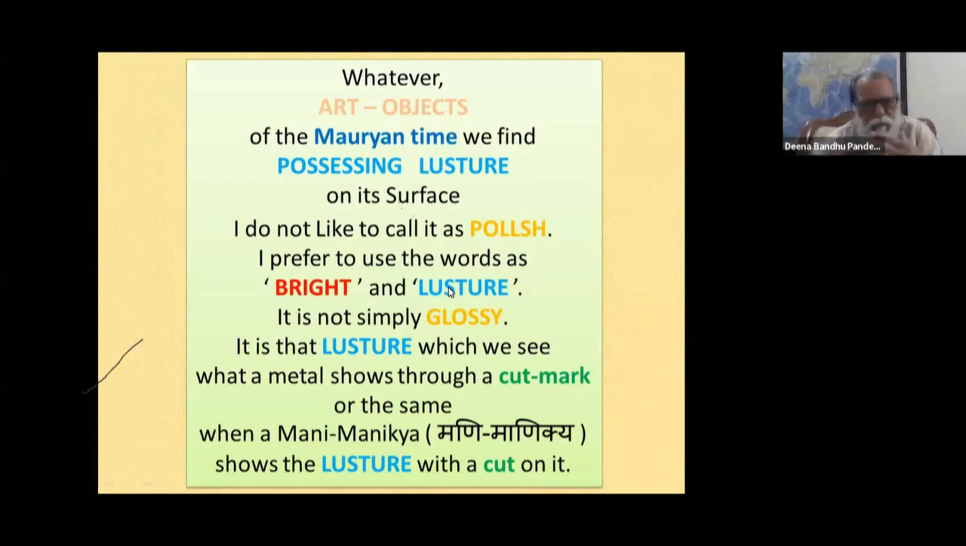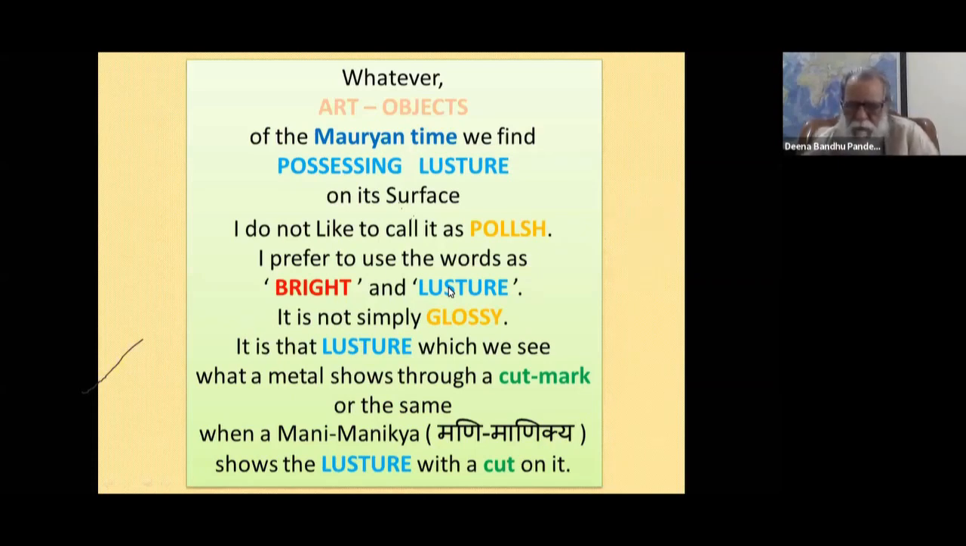So with this view, I have studied the polish or luster, whatever the people call it, and how it is to be known. And I will give the examples and the references also next. You see, there is a very apt expression.